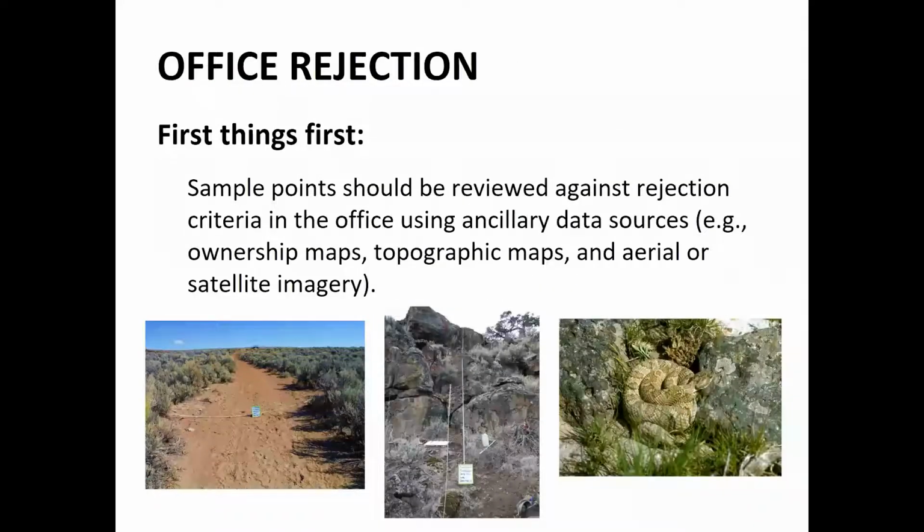The first step in implementing a design is office rejection. Let's talk about plot rejection in general. We have lists of criteria that you apply in the office and in the field at a sampling location to determine if it should be rejected. These criteria are things that either make sampling a plot challenging or unsafe.